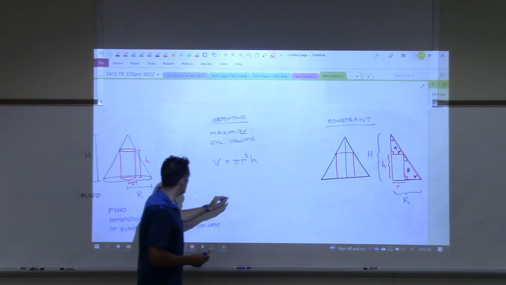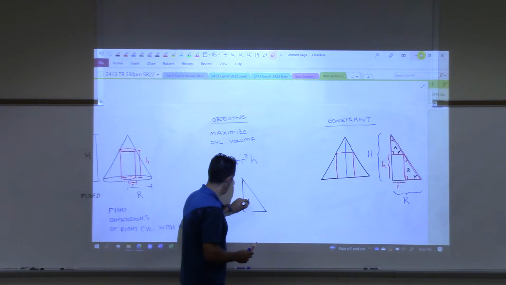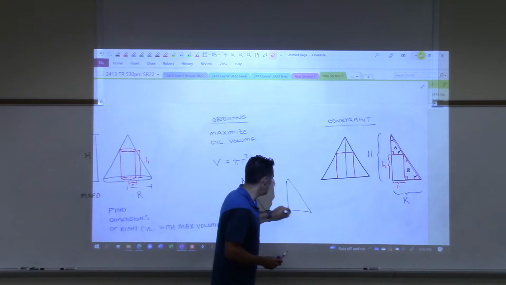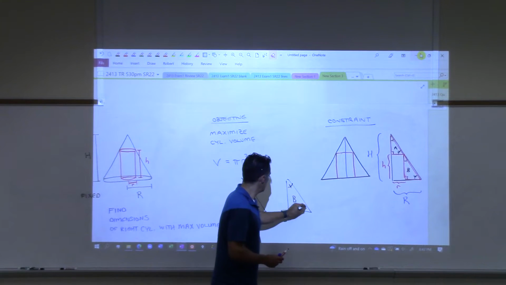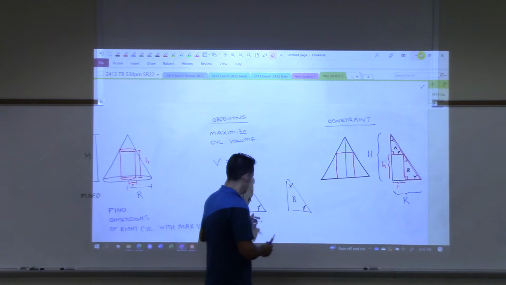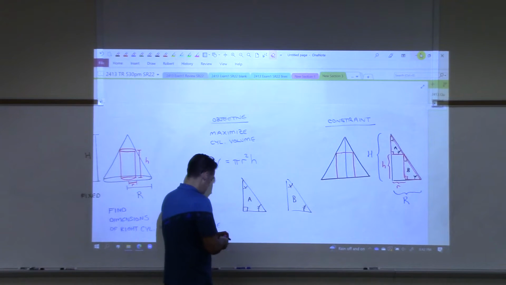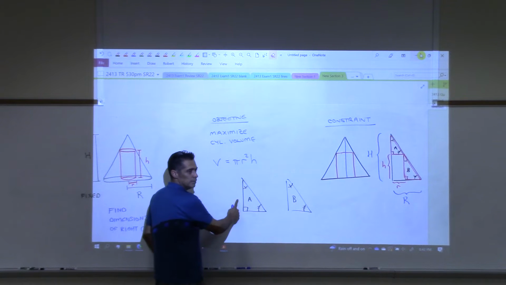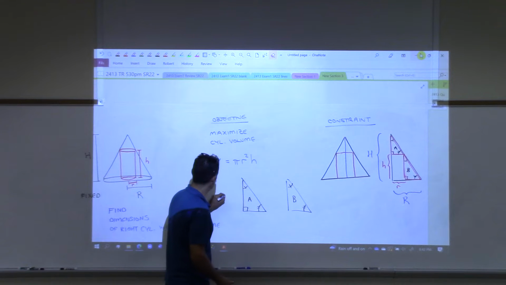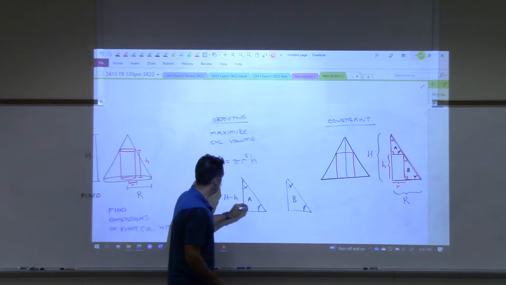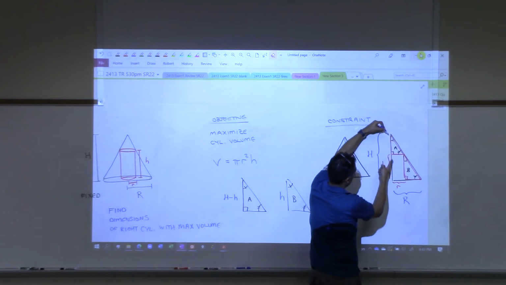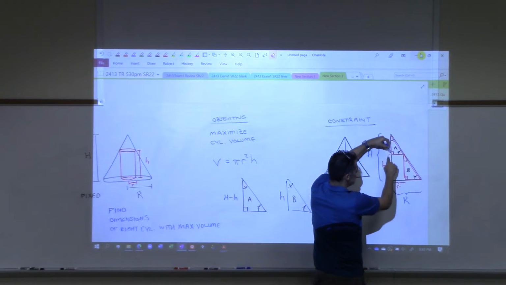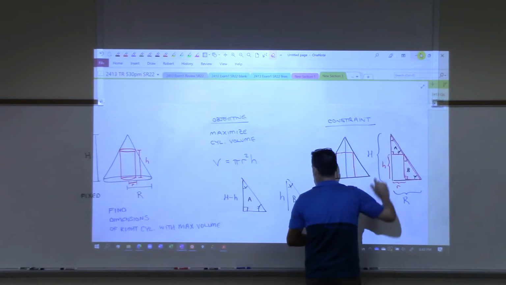Let me draw those two triangles, A and B. They're not the same size, they're similar, right? Tell me what this side is. A is big H minus little h. And then triangle B is just little h. The distance from here to here is that full distance, take away that distance. And then this side is just h.